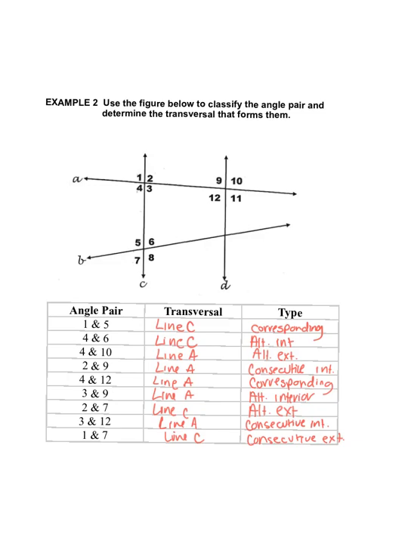If we look at 2 and 9, those are consecutive interior angles when the transversal is line A. If we look at 4 and 12, those are corresponding angles when the transversal is line A. 3 and 9 are alternate interior angles when the transversal is line A. 2 and 7 are alternate exterior angles when the transversal is line C. 3 and 12 are same side or consecutive interior angles when the transversal is line A. And 1 and 7 are consecutive exterior angles, or same side exterior angles, when the transversal is line C.